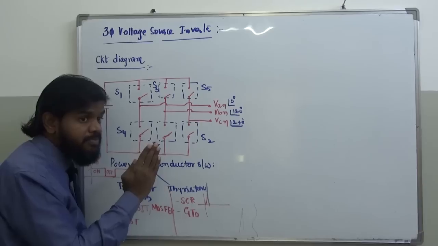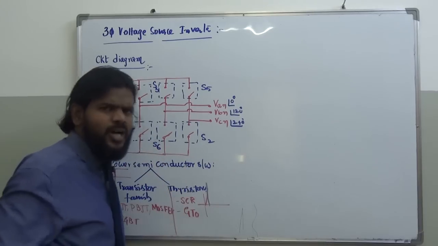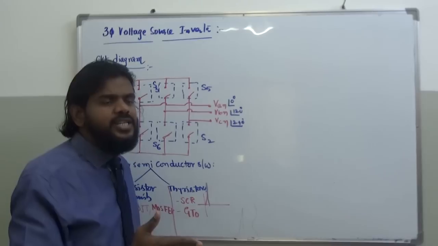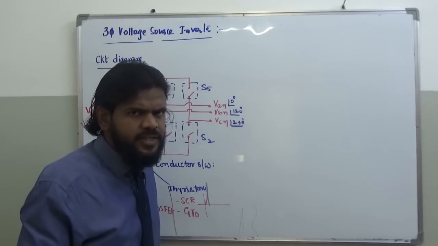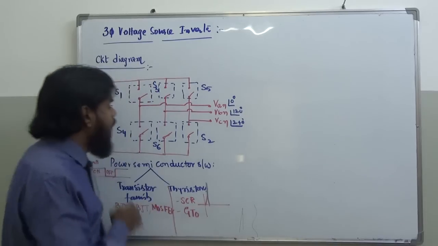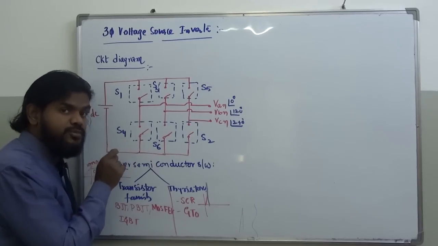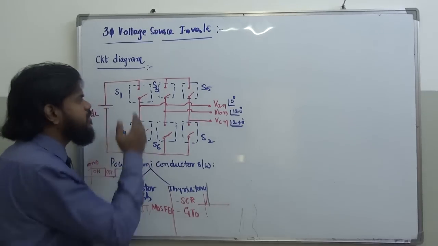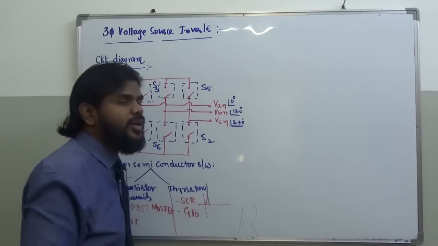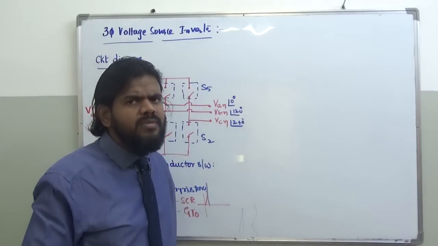And how long should this be on? It should be on from 180 to 360, because the second half cycle, which is called the negative half cycle of phase A, will be stretching from 180 to 360. For a 50 hertz waveform, that is 10 milliseconds to 20 milliseconds. So apply a gate pulse from 10 milliseconds to 20 milliseconds. Thereby you can keep S1 and S4 alternately switched on, and you can get the positive and negative half cycles of phase A. Similarly, it's going to be the same for all the phases.